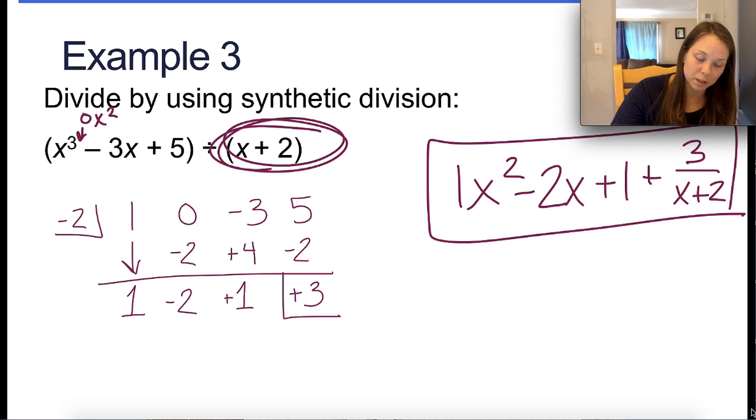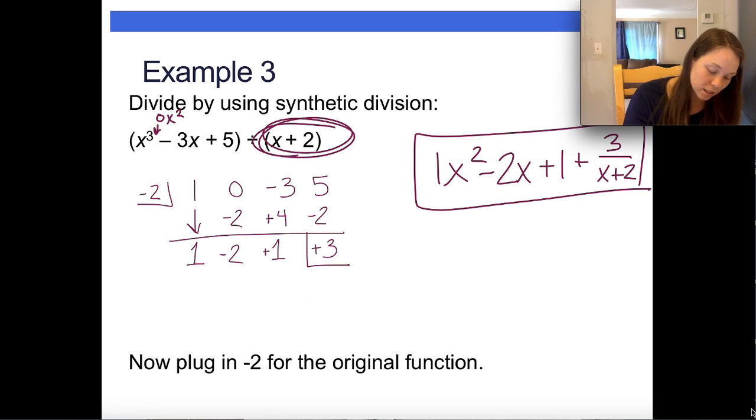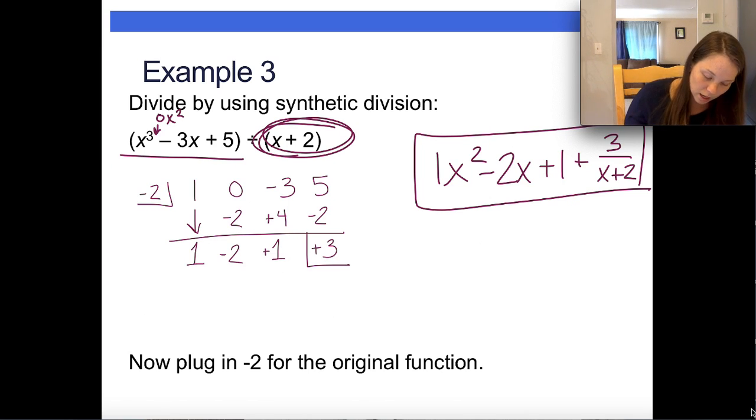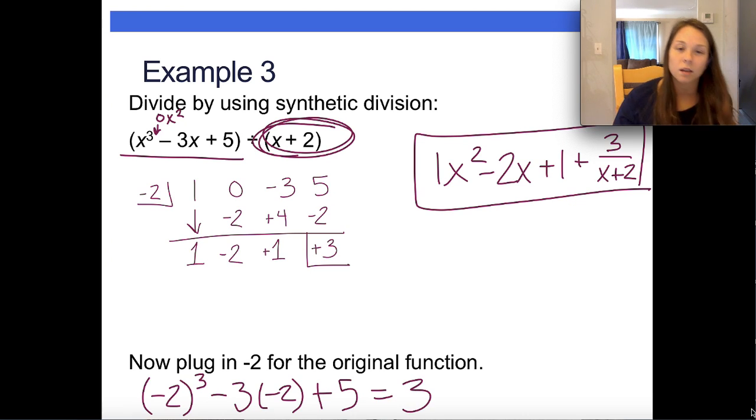The second part of this question said, now plug -2 in for the original function. If I plug -2 in for x into this original x cubed minus 3x plus 5, this is what it looks like. I would have -2 cubed minus 3 times -2 plus 5. That ends up giving me 3. Do you notice any place else where we got 3 in our answer? The remainder.